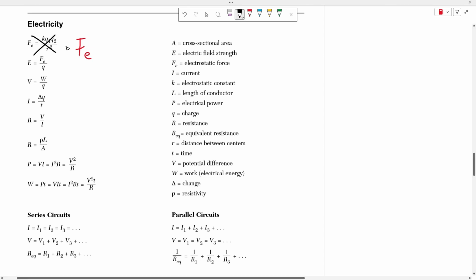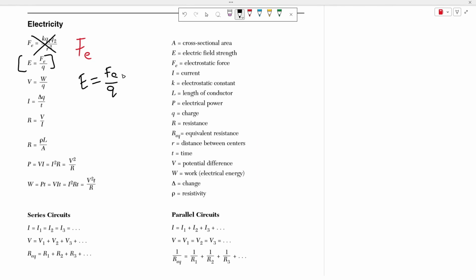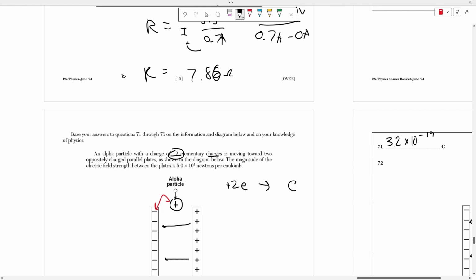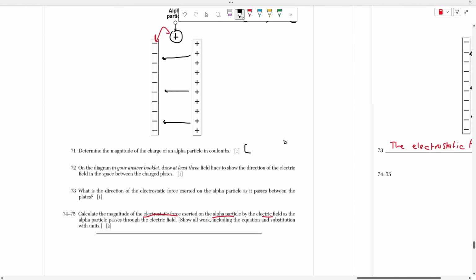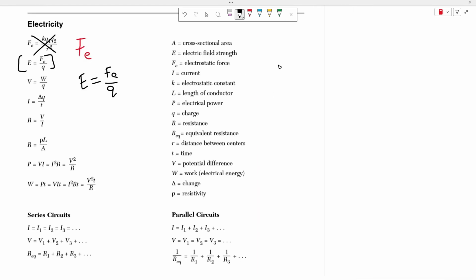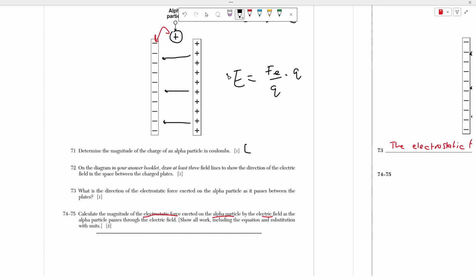Now, what other formula can you use? Well, you can use any other formula that has Fe inside of it, which is this one right here. You know that E, which is the electric field strength, is equal to Fe over Q. And guess what? The problem told you that the electric field strength was 5 times 10 to the power 4 newtons per coulomb. So if you say that E is equal to Fe over Q, you can rewrite this in terms of Fe. If you multiply both sides by Q, you get that the electric field strength times Q is equal to the electrostatic force. So if you multiply the electric field strength by the charge, you'll get the electrostatic force, okay?